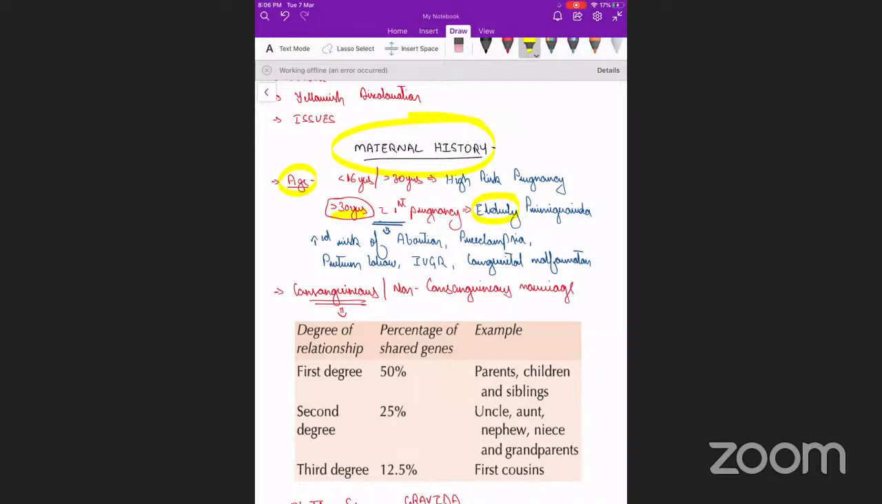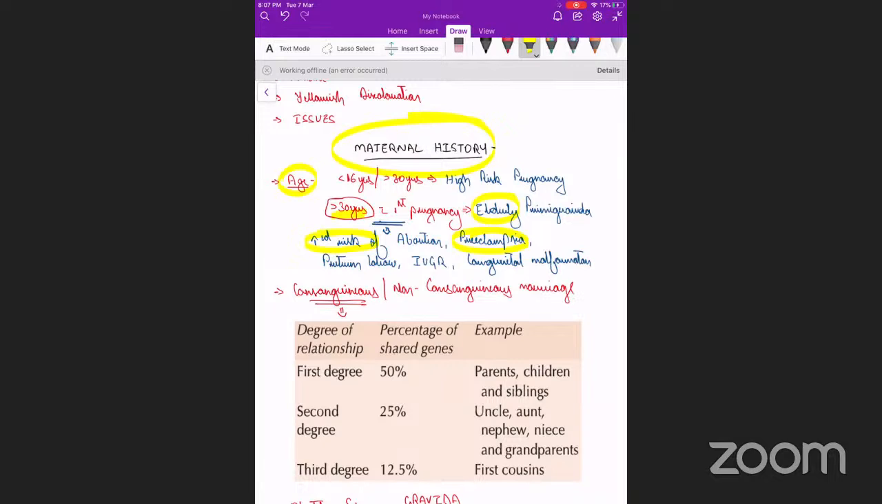Okay, so elderly primigravida. In your viva you might be asked what the definition is. It is more than 30 years. Why is it important? As told, there can be an increased risk of abortion and an increased risk of preeclampsia in the mother. If there is preeclampsia in the mother, then there will be uteroplacental insufficiency, so the blood flow to the baby might not take place.